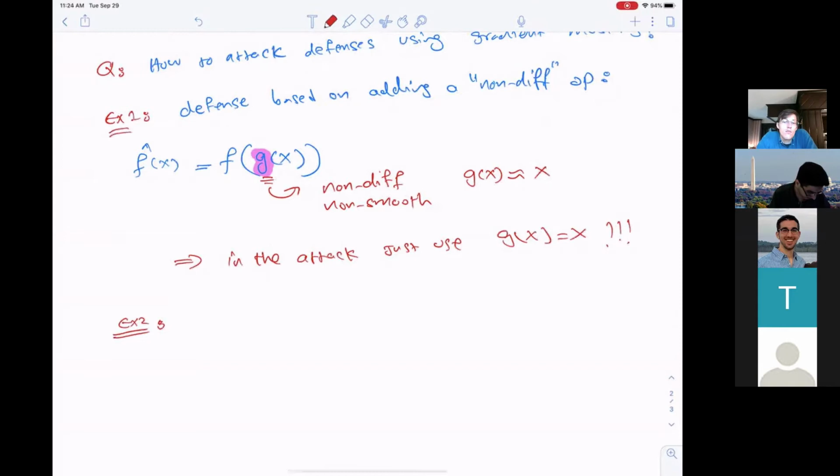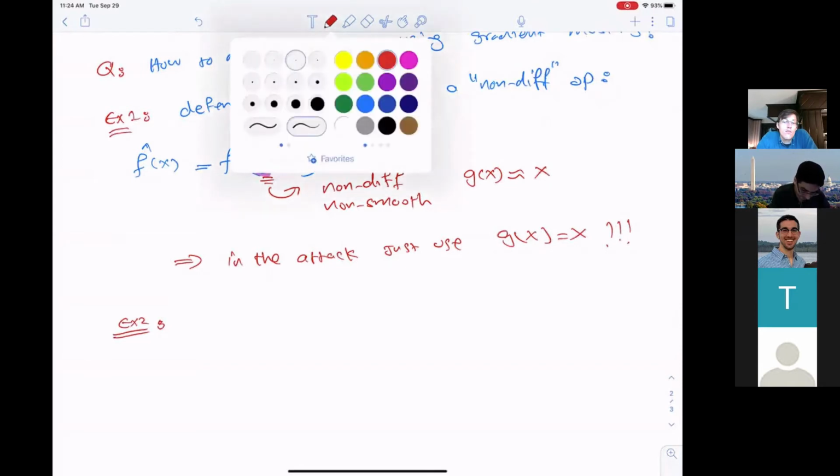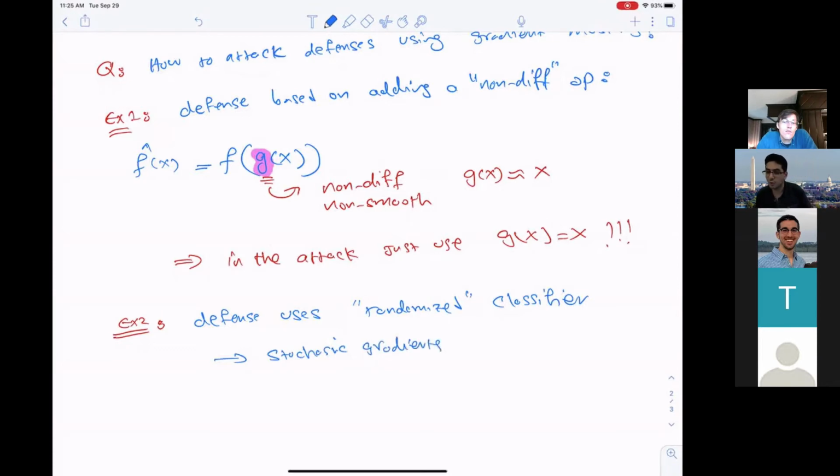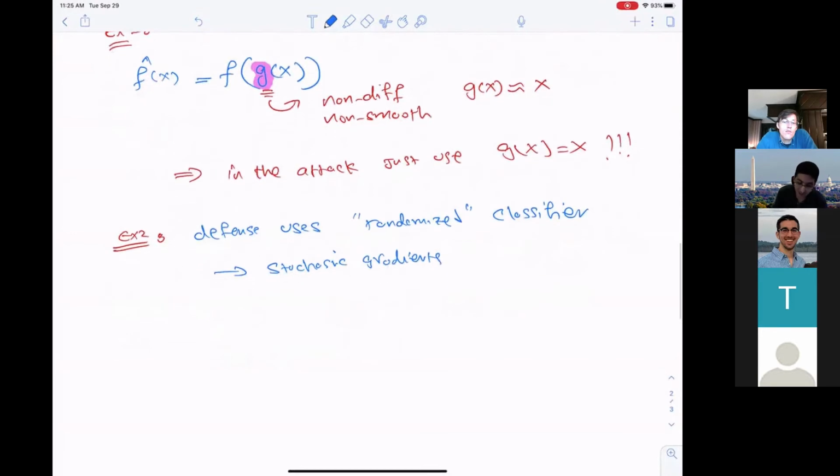Right, so let's look at another example. Let's say you have a stochastic defense. Let's say the defense uses a randomized classifier. Right, so you can, for instance, drop out some nodes, edges here and there. So this is going to lead to stochastic gradients or random gradients. Then you really don't know which direction you should go when you are attacking such randomized classifiers, and you apply your PGD and you think that, oh, okay, so my robustness is really high. But that's not the case.